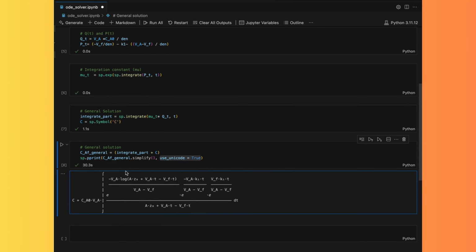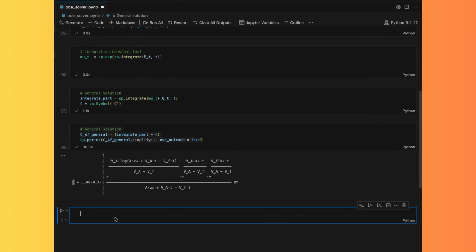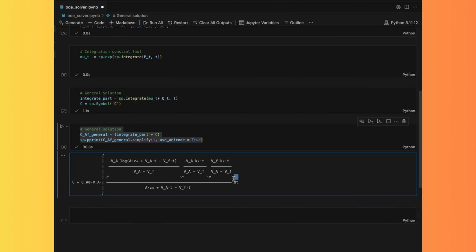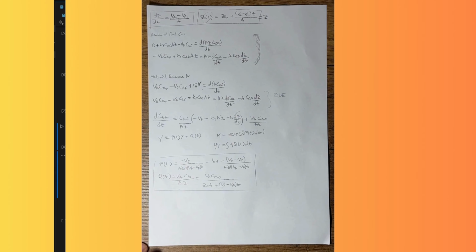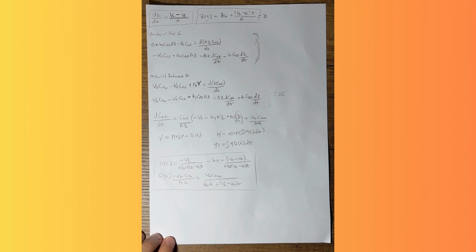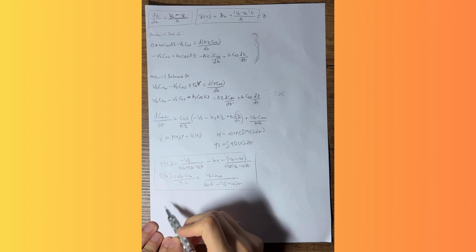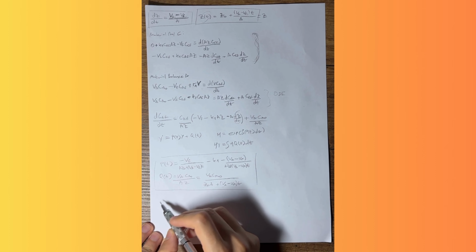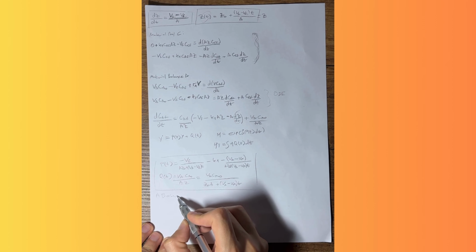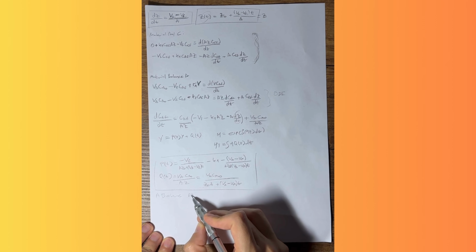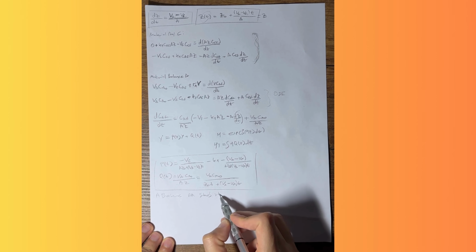Okay, then this is our general formula for CAF, but we need C also. How can we know C? We need a boundary condition. Let's continue with the paperwork. Our boundary condition comes from the steady state situation. Let's write a balance at steady state.